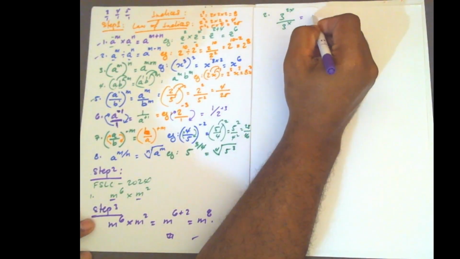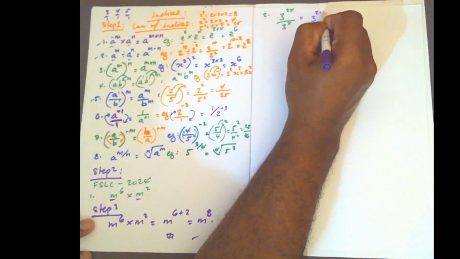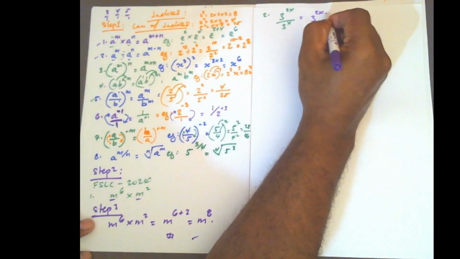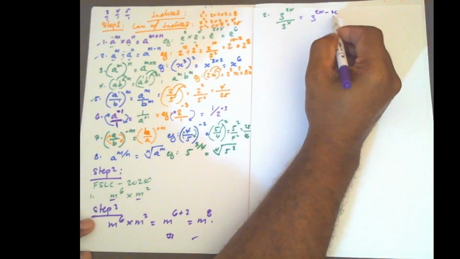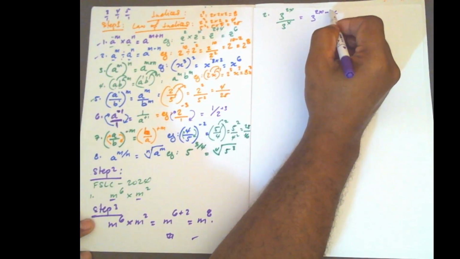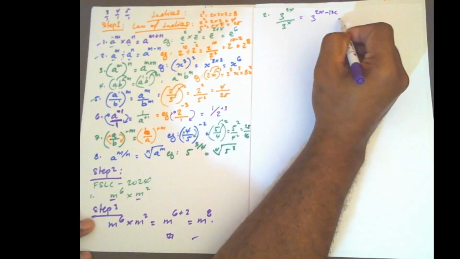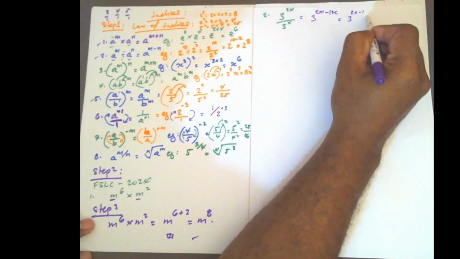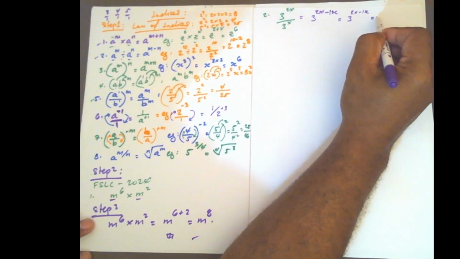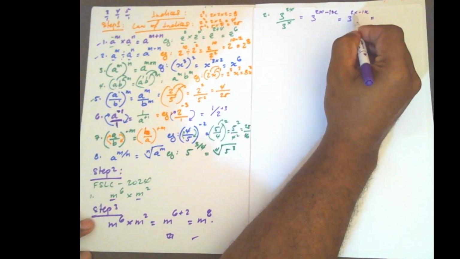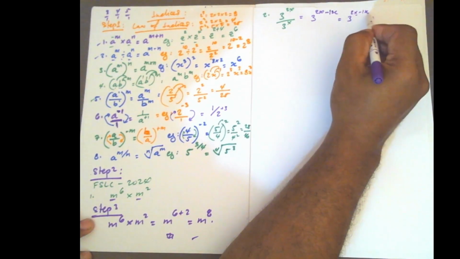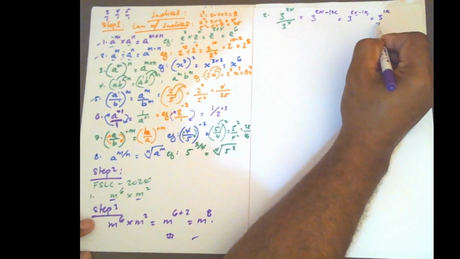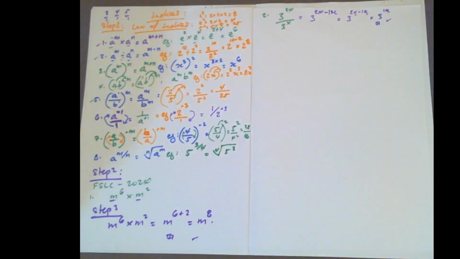So this is same as 3 to the power of 2x. Since they are dividing, we minus the power, minus x, and since there's no number written in here, we say that this x is 1. So this is 3 to the power of 2x minus 1x, and 2x minus 1x, like 2 apple minus 1 apple, since they are like terms, 2 apple minus 1 apple is 1 apple. That is your answer.